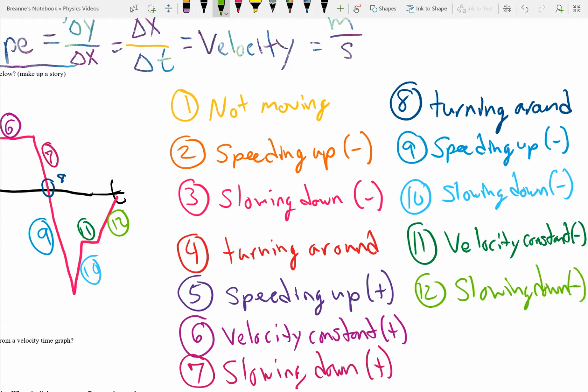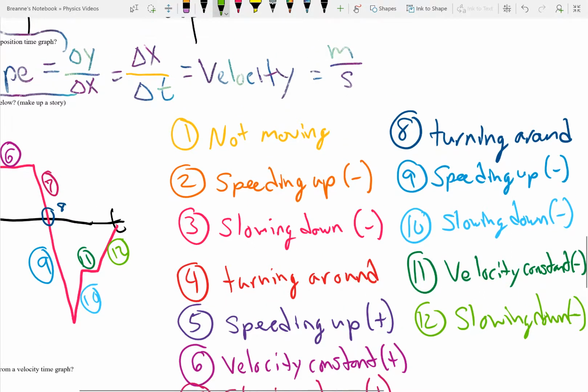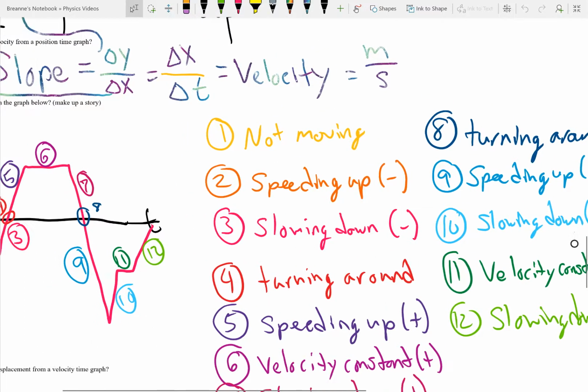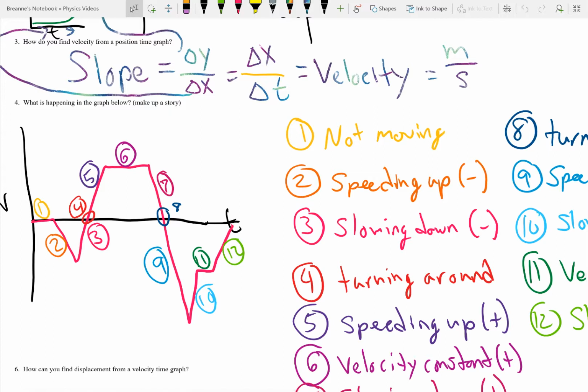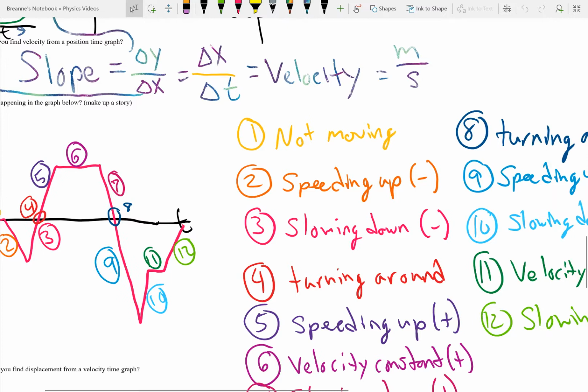in the negative. So I kind of gave you the gist of what's happening. We're not moving, we're speeding up, we are slowing down, turning around, speeding up, moving constant, slowing down, turning around, speeding up, slowing down, constant, slowing down.